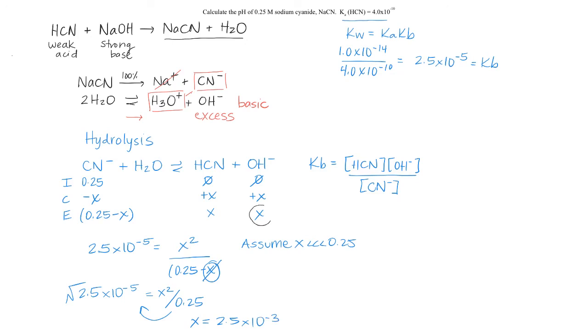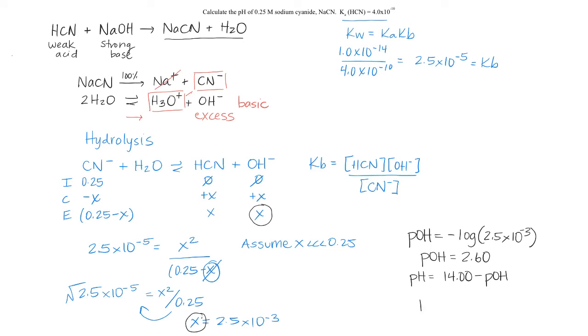X is the concentration of OH-, and so we first need to find the pOH by taking the negative log of 2.5 times 10 to the minus 3. Our pOH is 2.60. To find the pH, we subtract our pOH from 14 and end up with pH equals 11.40.